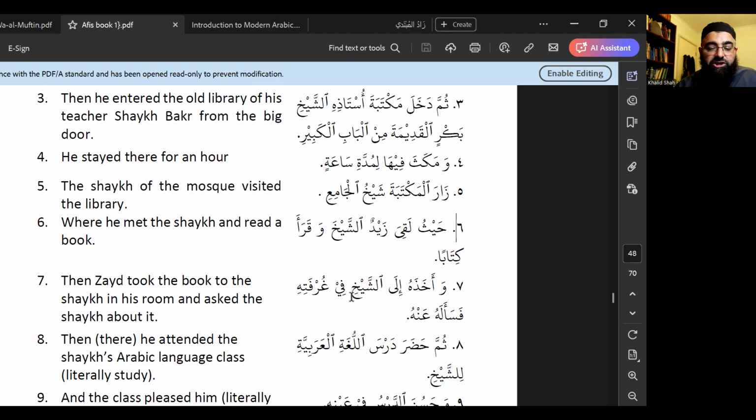إلى الشيخ, to the sheikh. في غرفته, in his room. فسأله, fa is a conjunction, fa then. It's like ثم, it gives you a sequence, right? It could be used instead of while, but it mainly is used for sequence. فسأله, who? سأل is past tense. He asked him, عنه, about it.